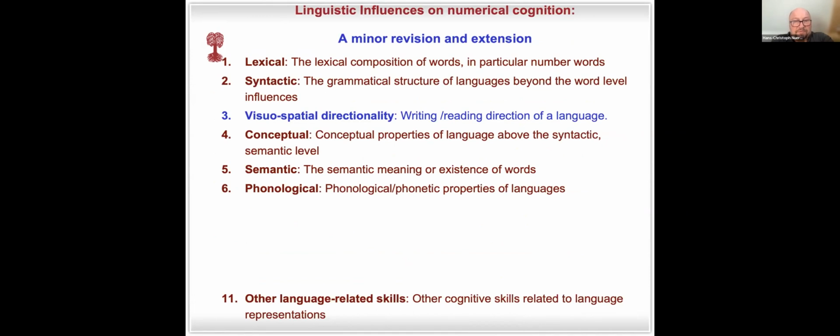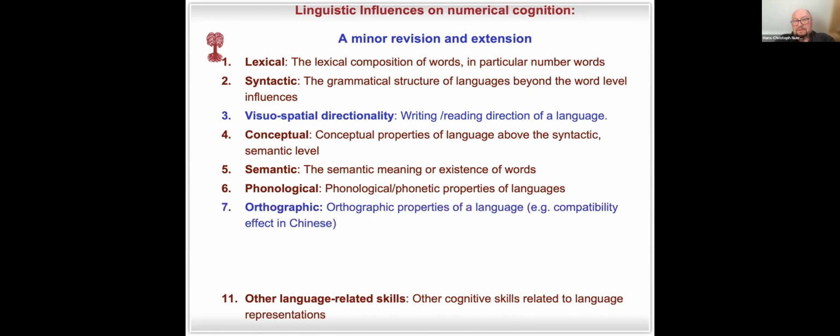And therefore, I proposed a minor revision of these seven factors. Actually, I think now that we should distinguish visual spatial directionality and orthographic, because there are some data that orthographic properties of a language might influence how numbers are processed. So if you have a more holistic language like Chinese, the compatibility effect might be smaller. Or with Julia Bahnmüller, we have one paper with 3-digit numbers where we think that the onset-rhyme structure in English compared to the grapheme-phoneme structure in German might influence how you process multi-digit numbers.